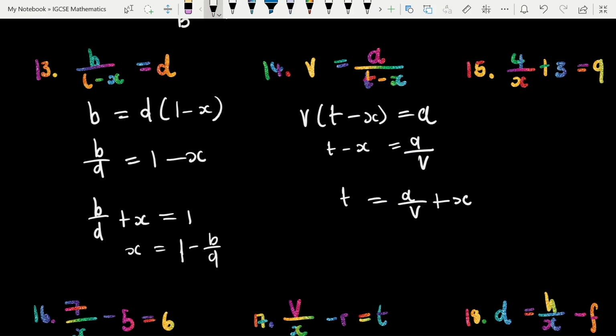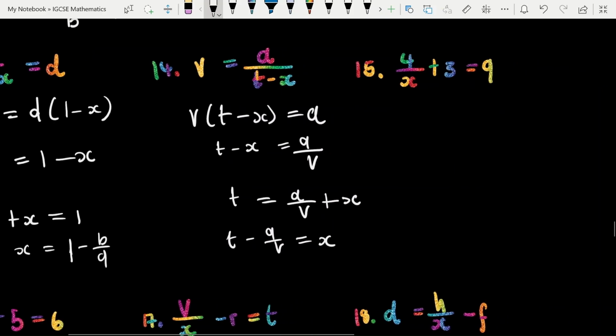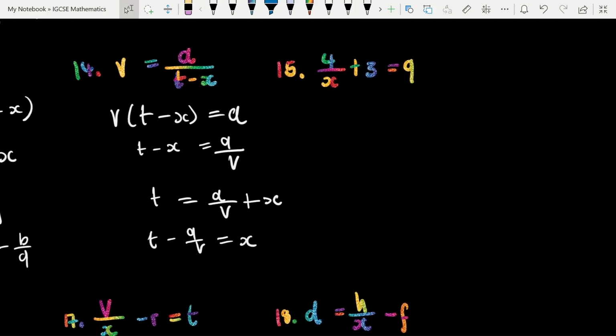Now, once it is positive, I now start to take everything which is not x to the other side so that it remains as the subject. So I'm going to leave it on the right-hand side, and I take everything which is not x to the left. So it's going to be t minus a over v, and that is equal to x. Oh my, beautiful. I love this.